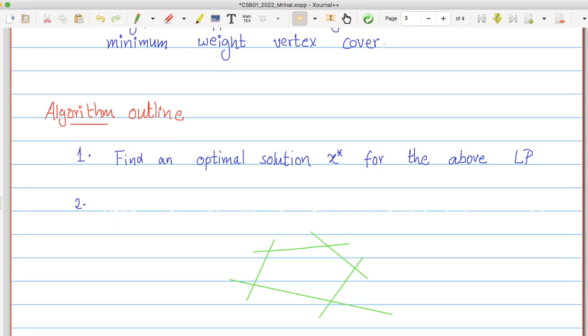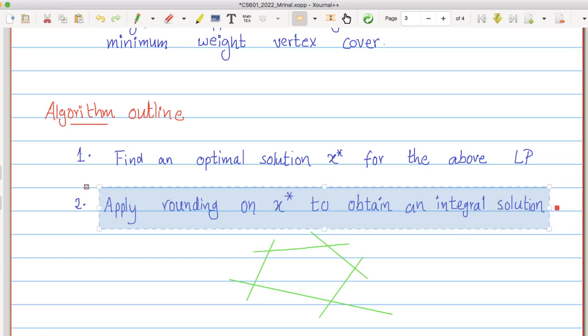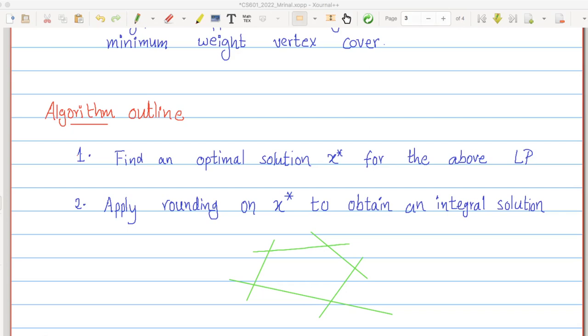So what we plan to do next is some kind of rounding on the coordinates of x star, so we convert it to an integral solution and hope that it will correspond to a vertex cover, right? So we'll need to design our rounding scheme carefully so that the solution we are getting indeed corresponds to a vertex cover, right?